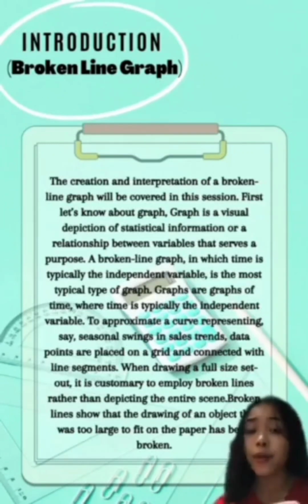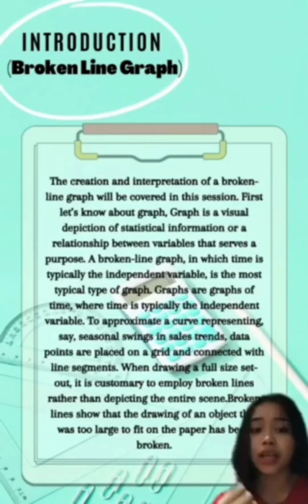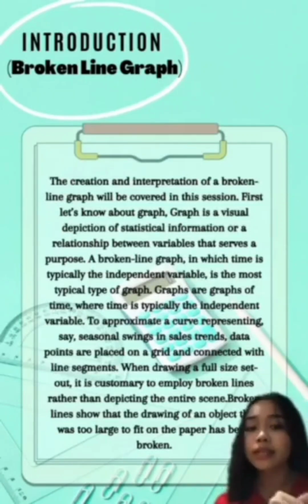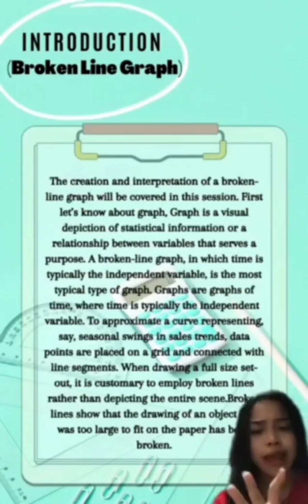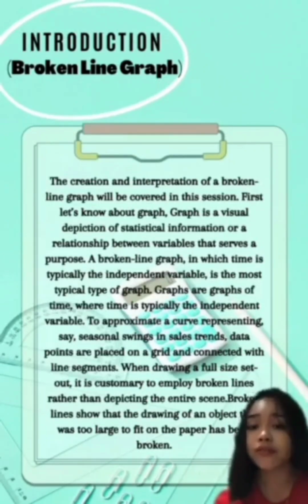First, let's know about graph. A graph is a visual depiction of statistical information or a relationship between variables that serves a purpose. A broken line graph, in which time is typically the independent variable, is the most typical type of graph. Graphs are graphs of time, where time is typically the independent variable.